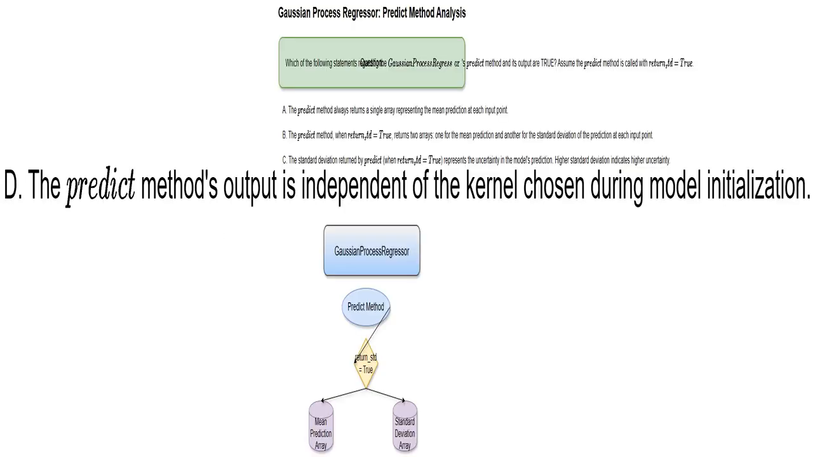I find this statement wrong. The kernel is super important. It shapes the model's predictions and the uncertainty associated with them. It's a fundamental component of the GaussianProcessRegressor. Changing the kernel will absolutely change the predictions and their uncertainties.